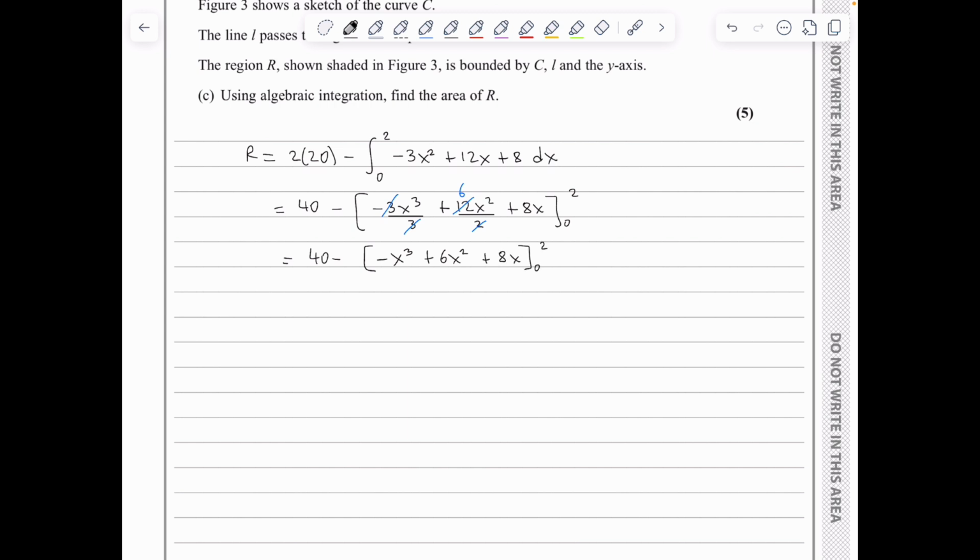So we've got 40 minus, I'll be substituting the upper limit, so minus 2 cubed plus 6 times 2 squared plus 8 times 2, and the overall contribution from the lower limit of 0 is 0 because all of these give me a result of 0. So I've got minus 0 here. So I can proceed into evaluating this bracket here, which gives an answer of 32. So we've got 40 minus 32, and we conclude that the area of the region R is 8 square units.